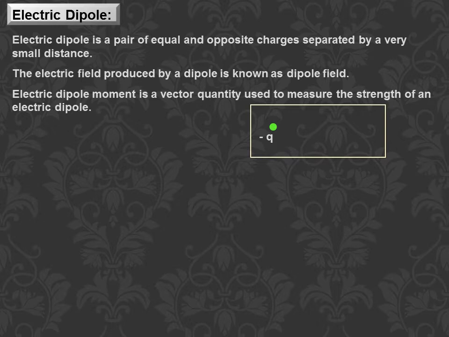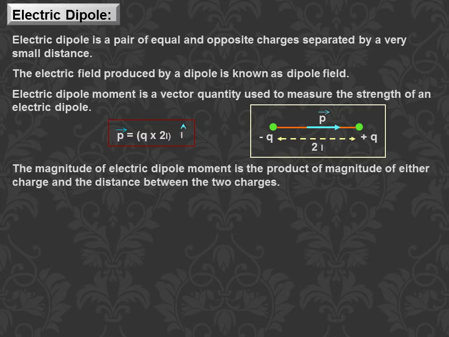See, this one is minus q charge and this one is plus q charge. When these two charges, which are having same magnitude and opposite polarity, are placed at a very close distance 2L, then the system is called electric dipole, and dipole moment can be given as p equals q into 2L along with the direction, which can be seen with the help of unit vector i cap.